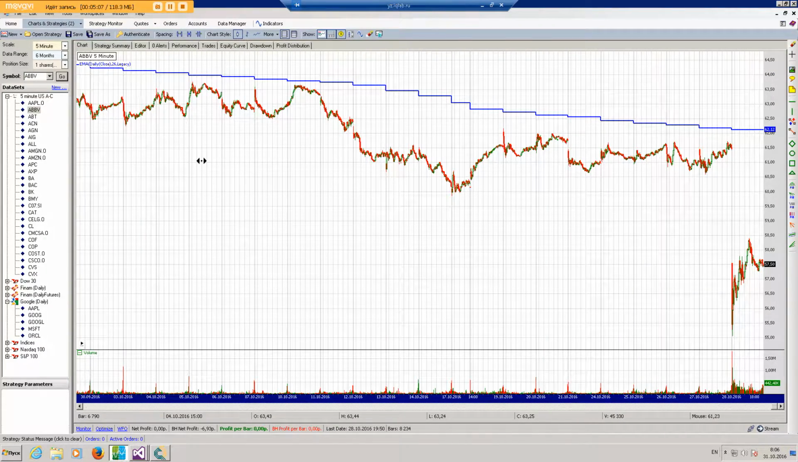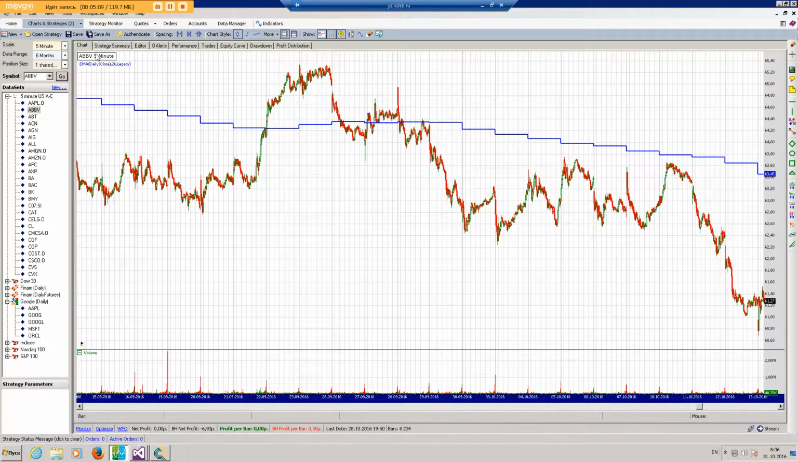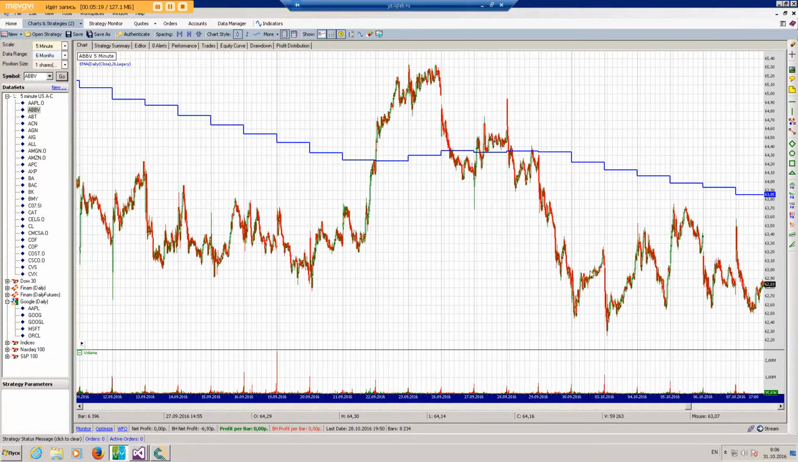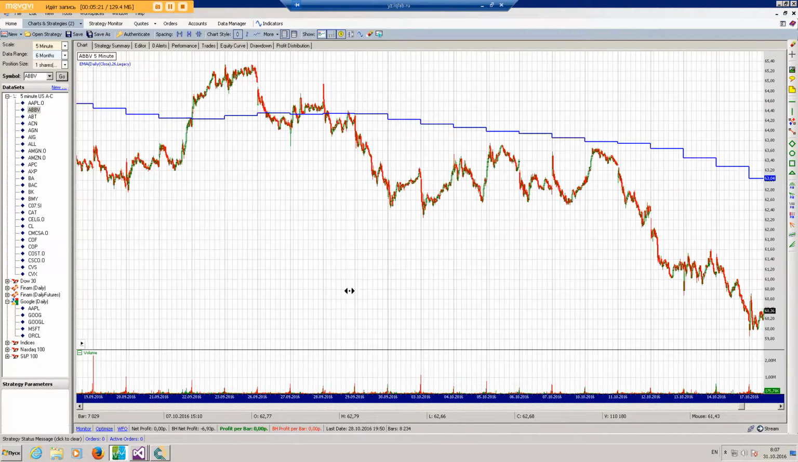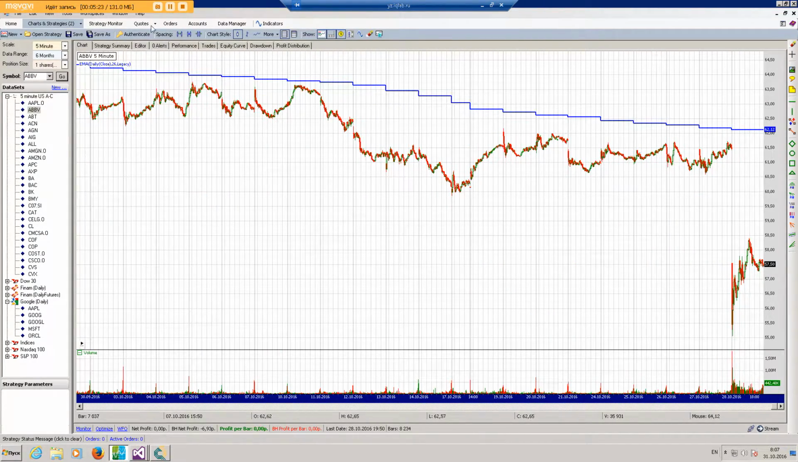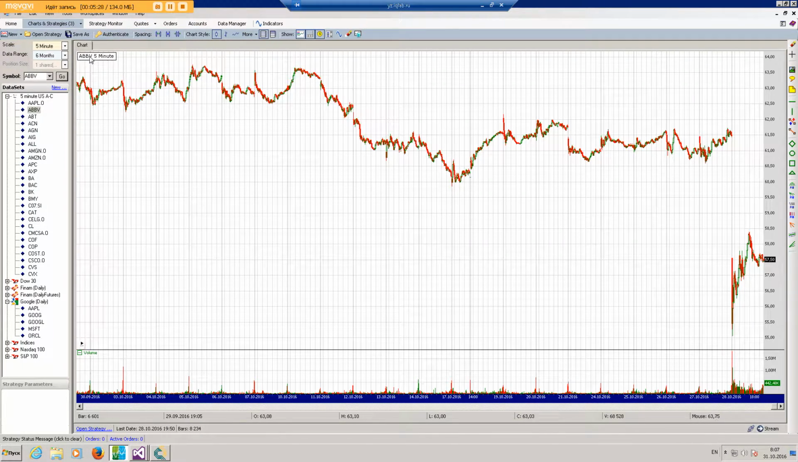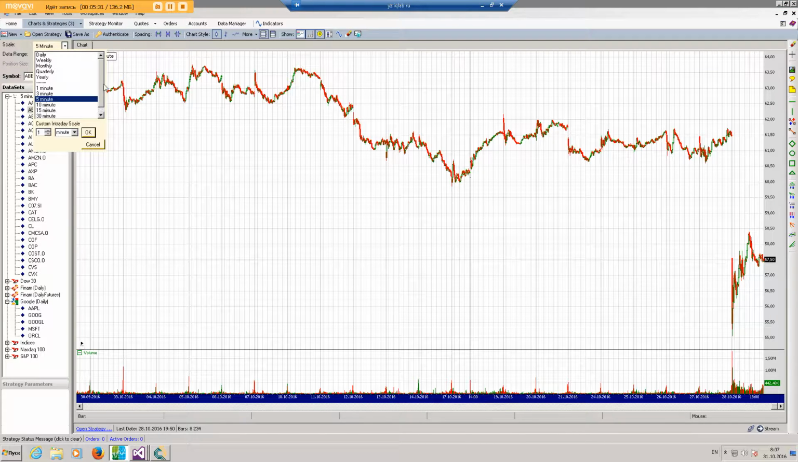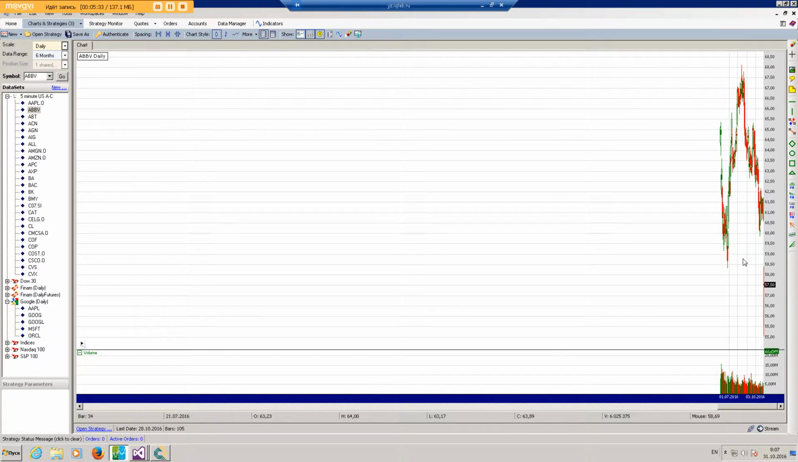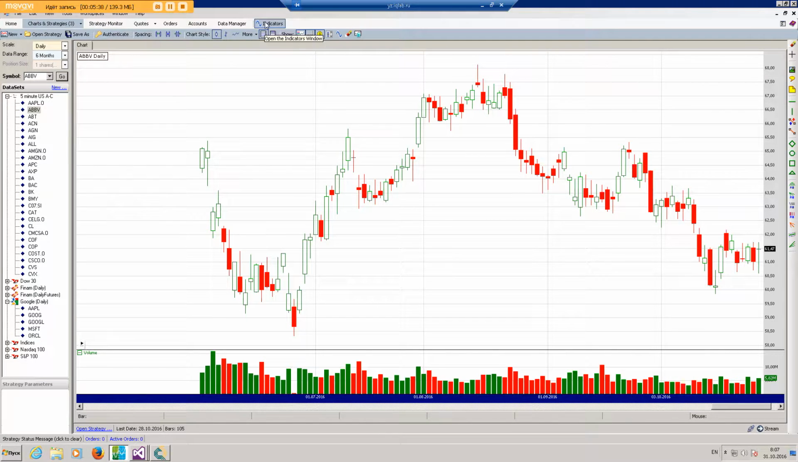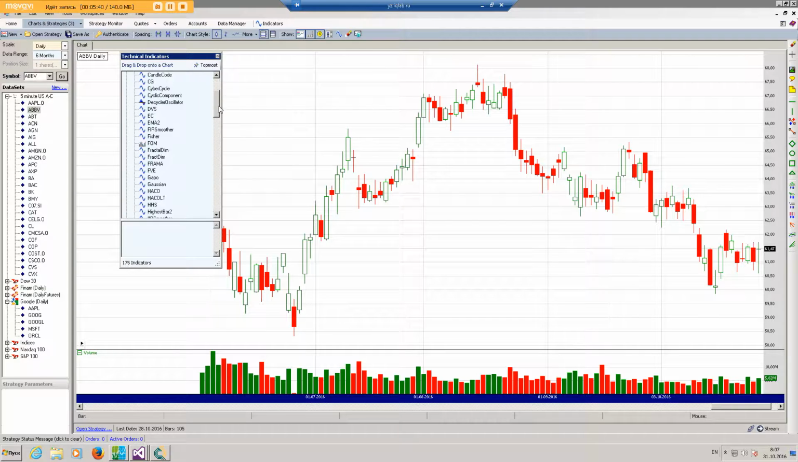So we can see that although we're on a 5-minute time frame, most of the time we're below the EMA. And let's just check this. File, new, chart window. So this is ABB 5-minute. Let's take it and make it daily. So now I have a daily. Let's see if we have the correct value.